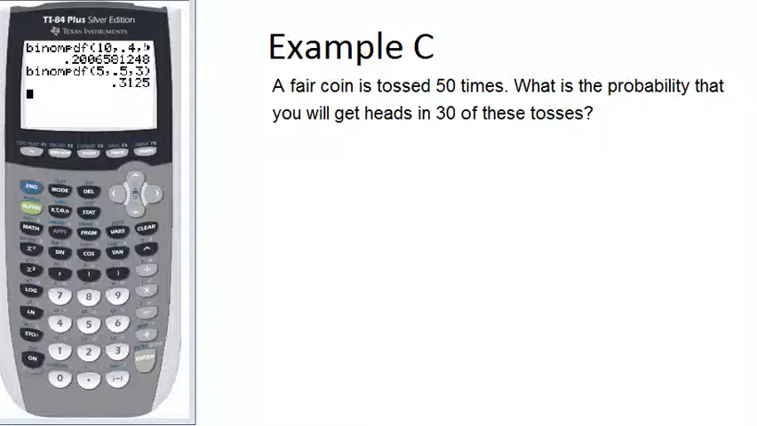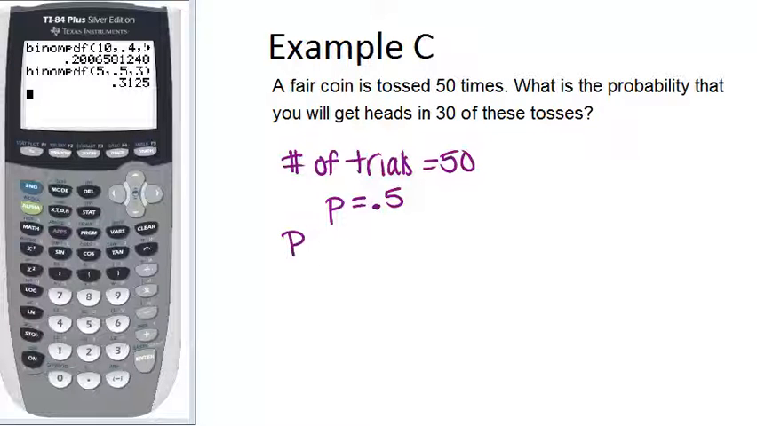All right. Example C, a fair coin is tossed 50 times. What is the probability that you will get heads in 30 of these tosses? So again, this is a binomial situation because you will get heads or you won't get heads. Only 2 possible outcomes in each trial. The number of trials is 50 because we're tossing the coin 50 times. The probability in each case is 0.5 that we will get heads, and getting heads in this case is our success. And we're wondering what's the probability that the number of heads or the number of successes is 30.